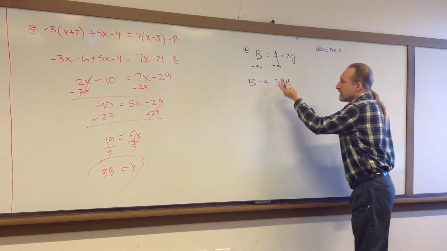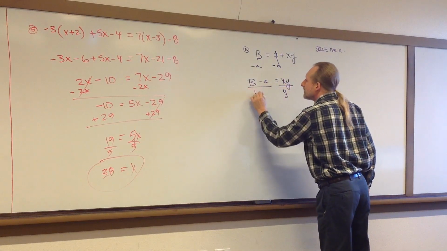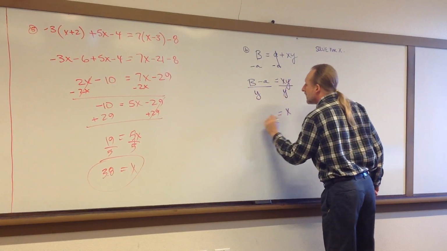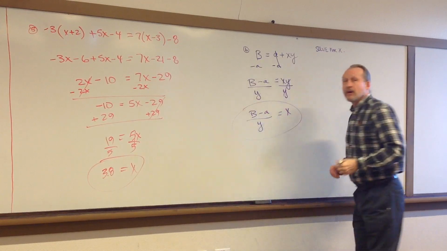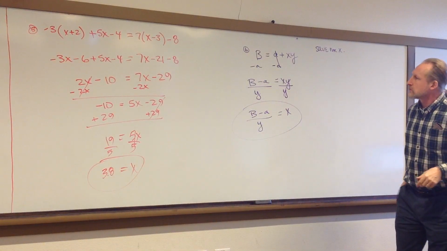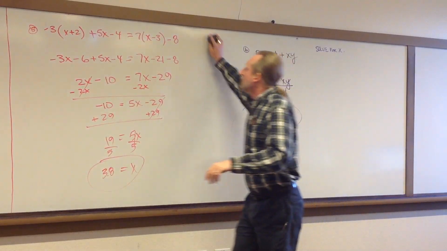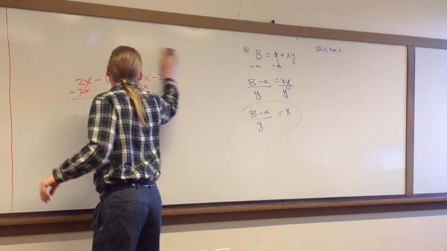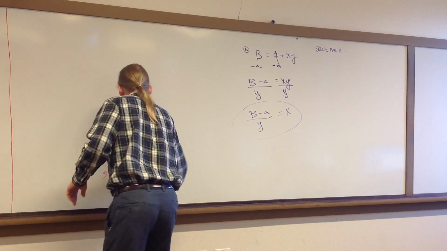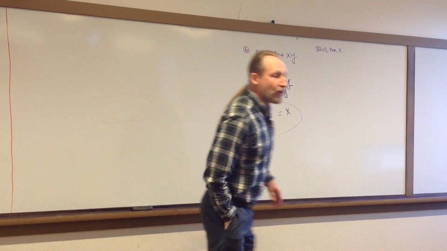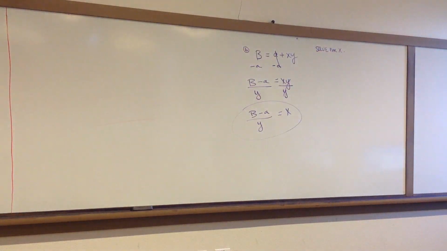And then these are getting multiplied by each other. So I need to divide on both sides by y. So x is b minus a divided by y. And there we go. All right. Next up are the word problems. And we've got one kind of straightforward, fundamental word problem, which is problem number 7 here.